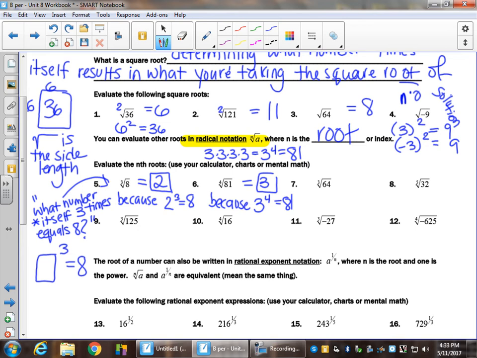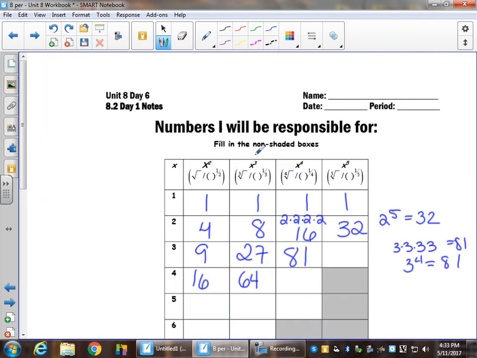I go to my chart. I am looking at the x to the third column. Here's 64. I go to the left. The answer is 4, because 4 to the third power is 64. I'll say that again: 4 to the third power is 64.